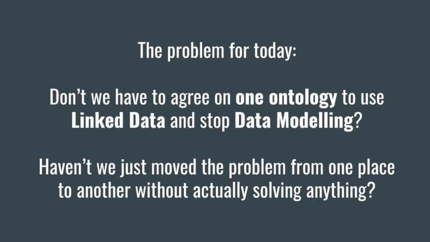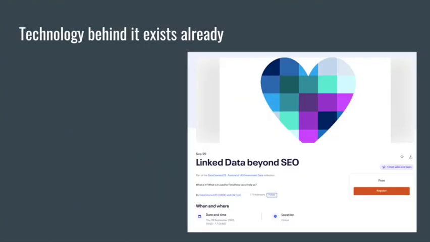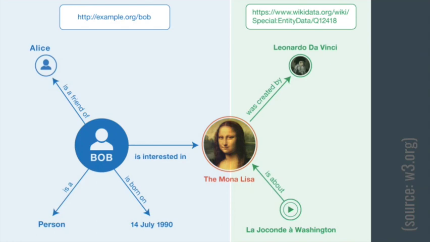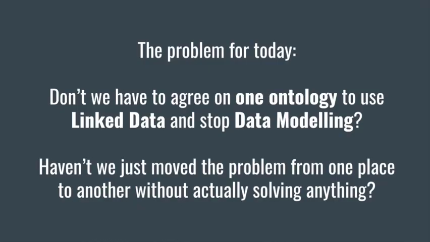But first, the problem of today is, don't we have to agree on one ontology to use linked data and stop data modeling? I'm effectively proposing, let's look at the linked data, at those graphs as shown here. Couldn't we just use something like it to represent our data? To do that, wouldn't we have to first agree what those labels are? And if so, wouldn't we just move the problem from one place to another without actually solving anything?